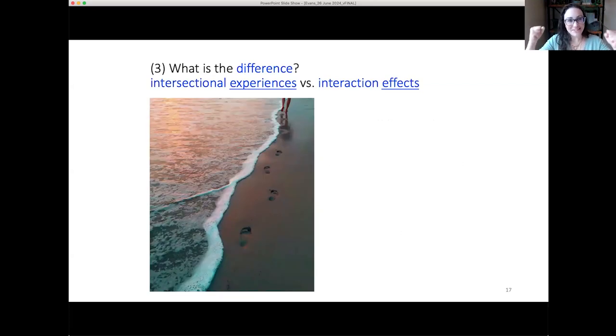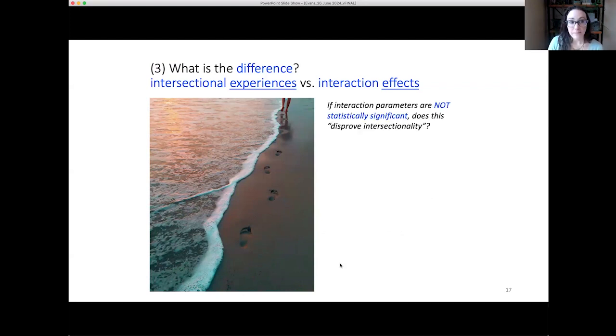Here's my one slide on my please remember this, which is what is the difference here? So if you will permit me, a probably terrible analogy, someone walking along the beach. I get this question all the time.